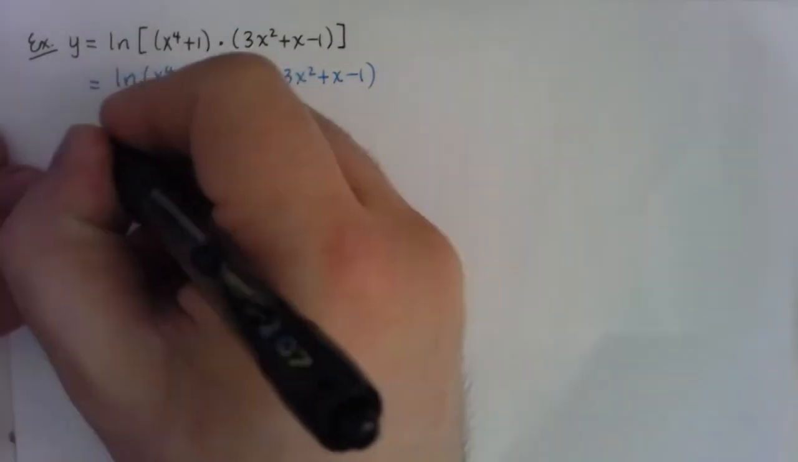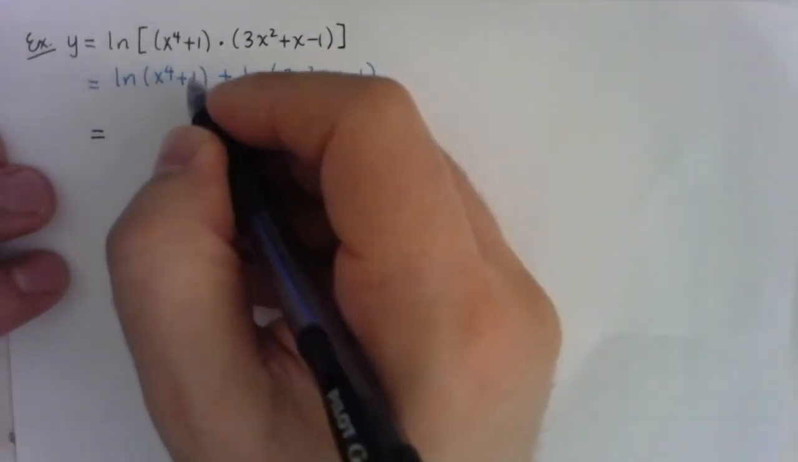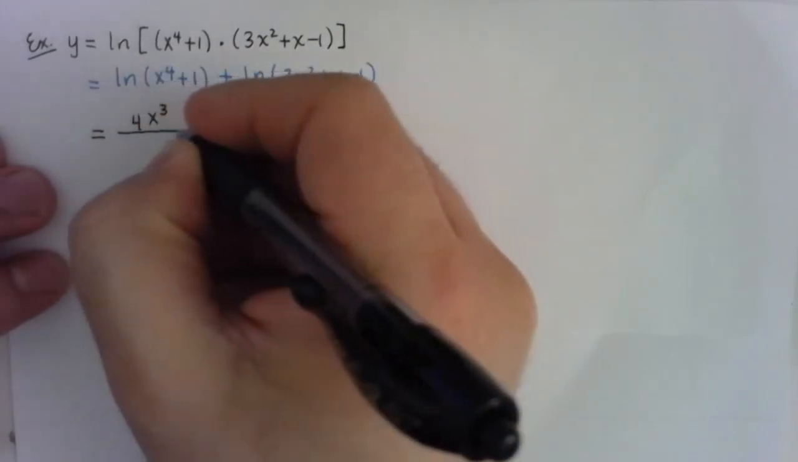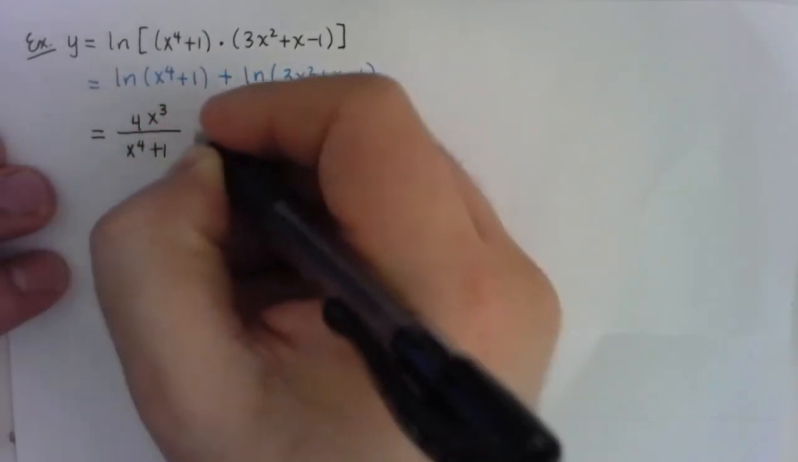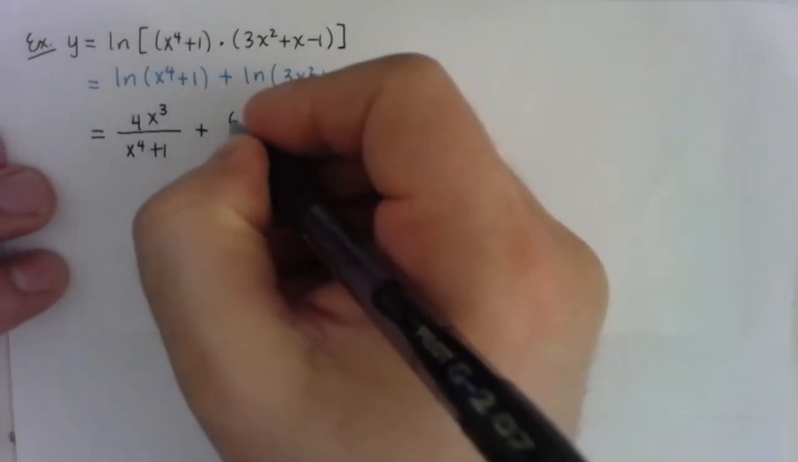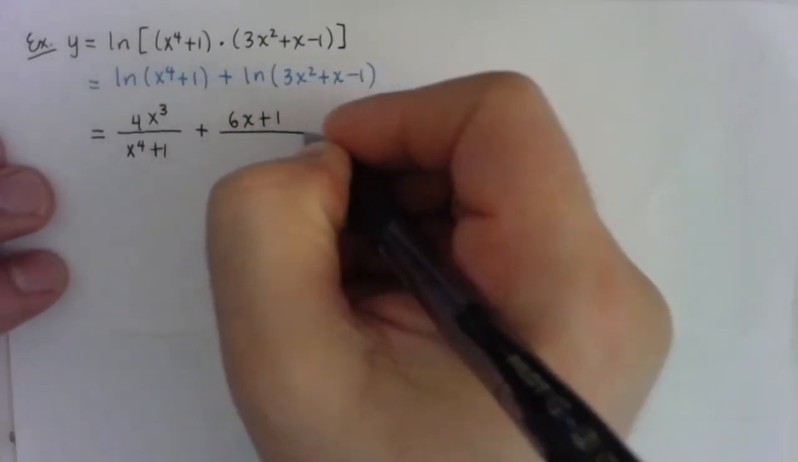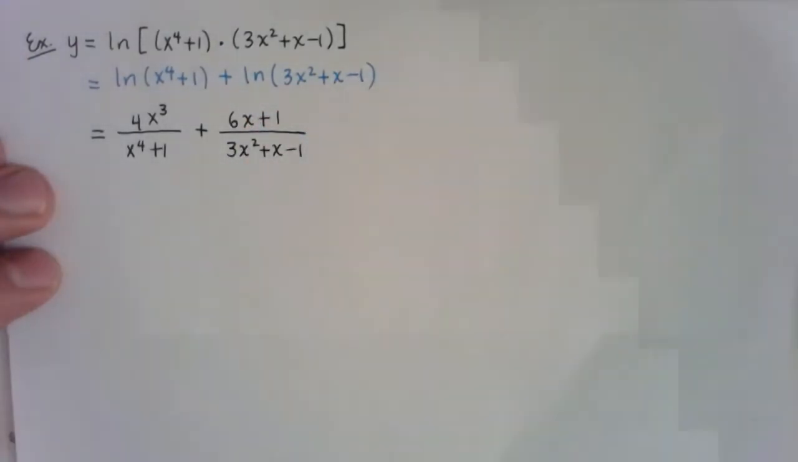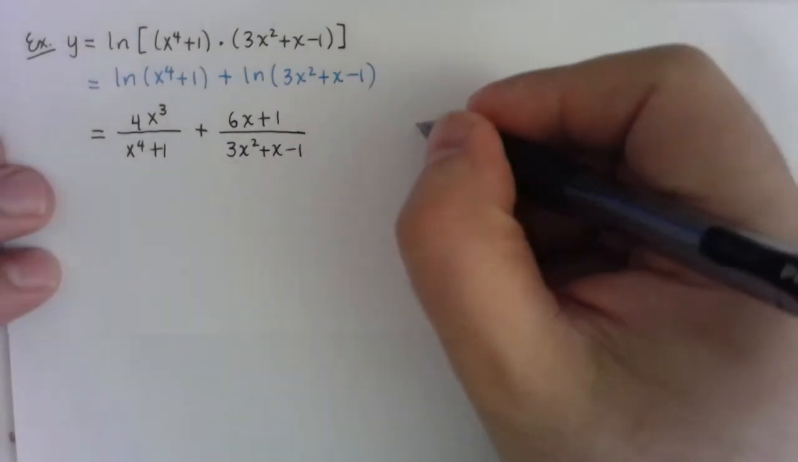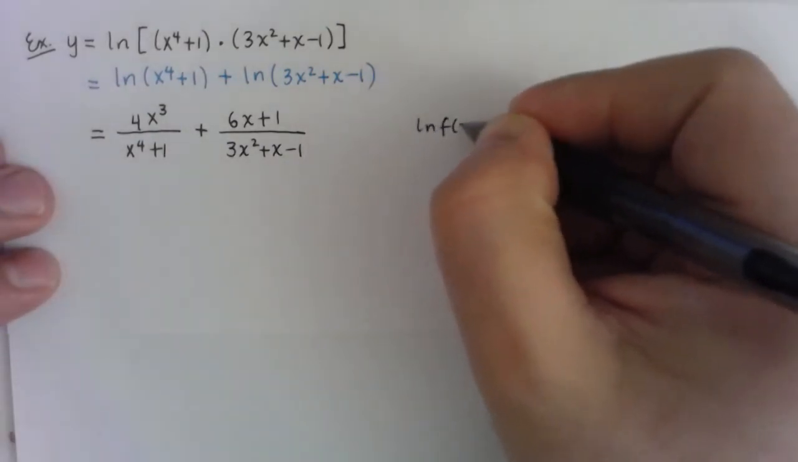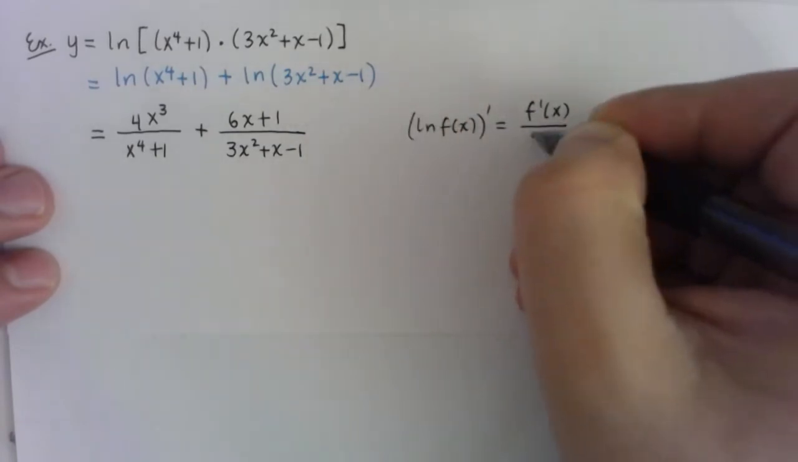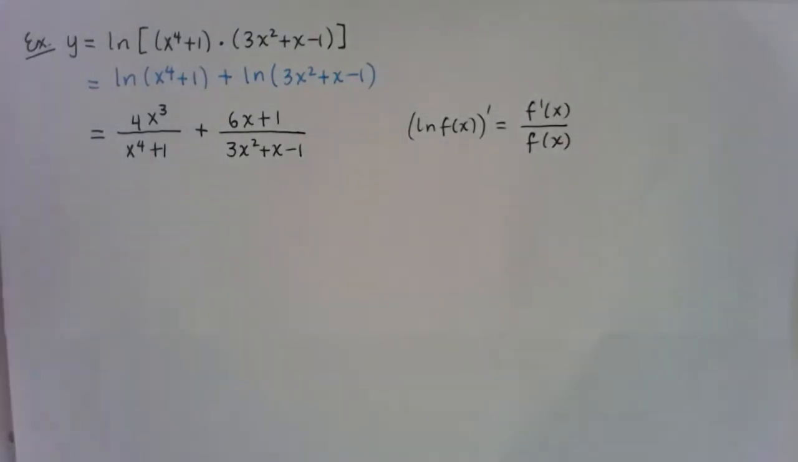So in this case, you take the derivative of the inner function, which is 4x to the third, divided by the actual function, which is x to the 4 plus 1, plus the derivative of the function, which is 6x plus 1, divided by the inner function, 3x squared plus x minus 1. So don't forget, the derivative of ln f of x was f prime of x divided by f of x. You can use that rule, just the final conclusion of that rule.